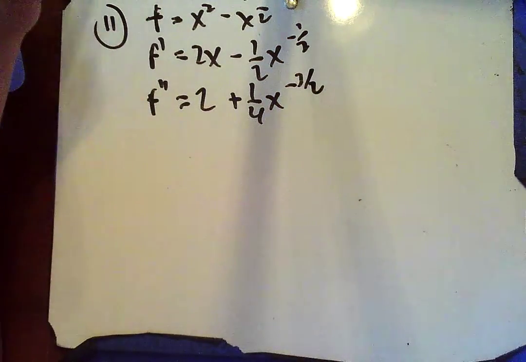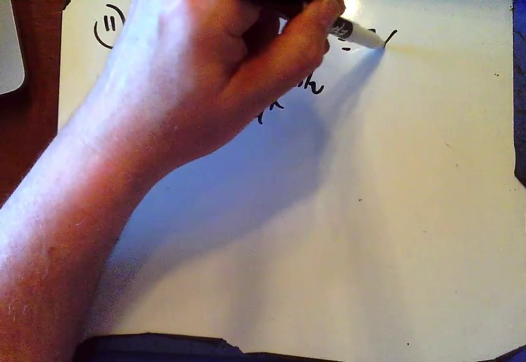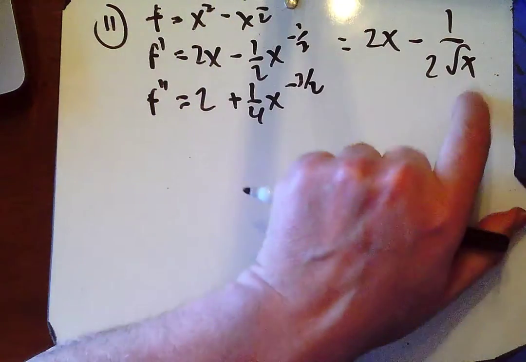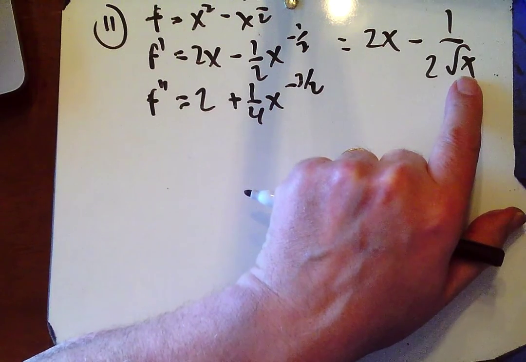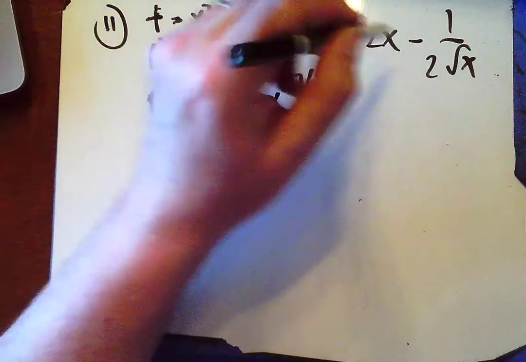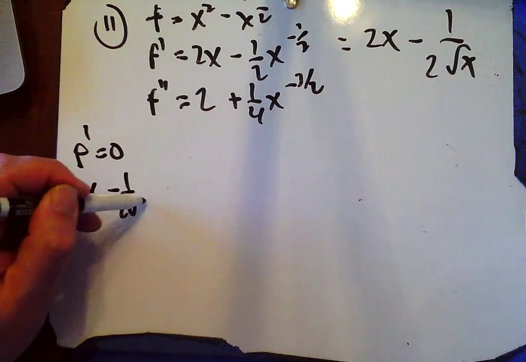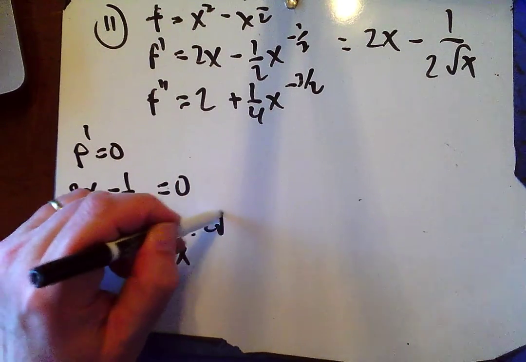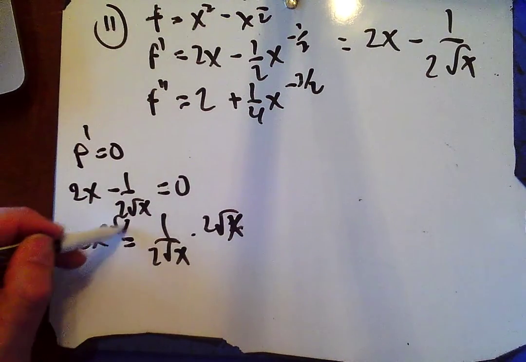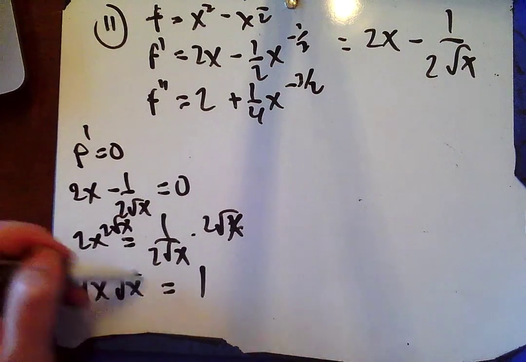All right, well, I got an f prime. This f prime is undefined because remember 2x minus 1 over 2 root x, because I can't have a 0 in the denominator, nor can I have any negatives there. So I'm only looking at x values that are bigger than 0. Okay? All right. So if I set f prime equal to 0, I'm going to have 2x minus 1 over 2 root x is going to be 0, or 2x equals 1 over 2 root x. And if I multiply both sides by 2 root x, I'm going to have 4x root x equals 1.